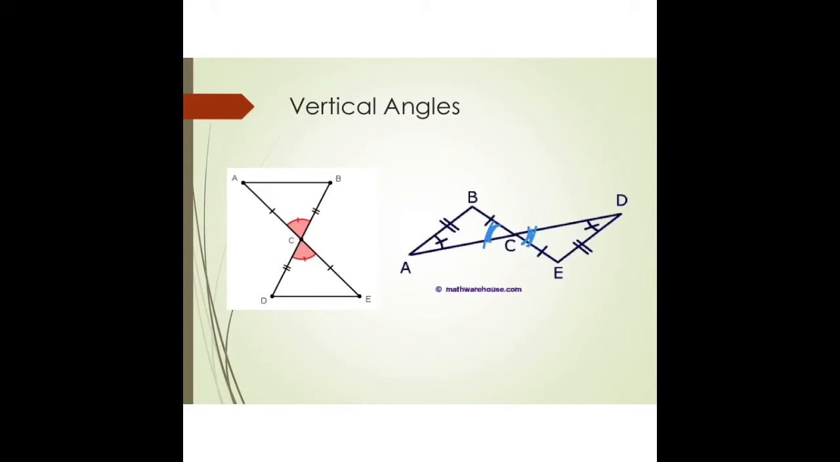So if we see that a diagram has vertical angles, we can say that as a statement, the angles are congruent, and then our reason is going to be that vertical angles are congruent. Let's go ahead and see this in a proof.